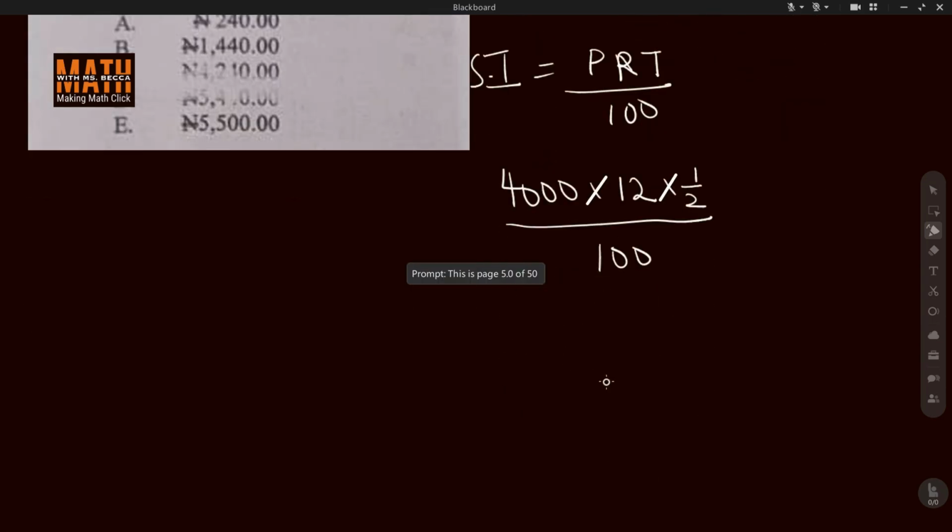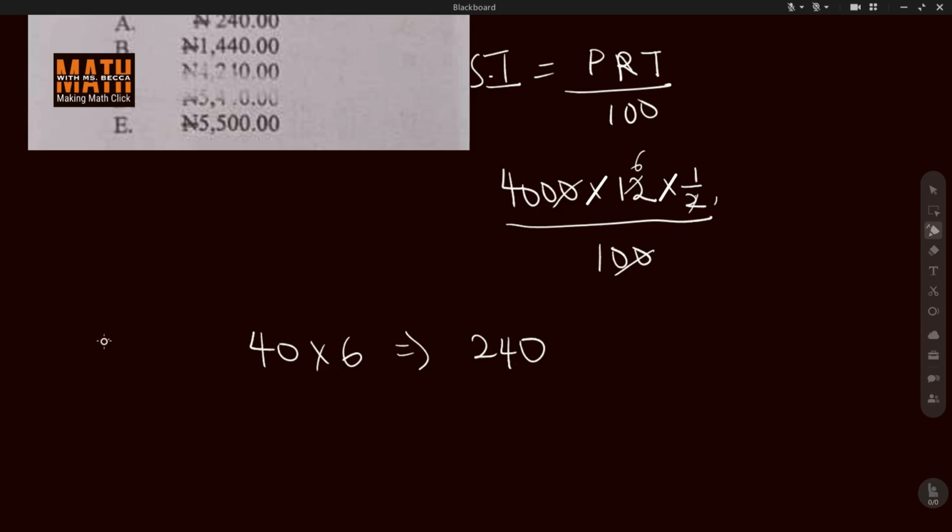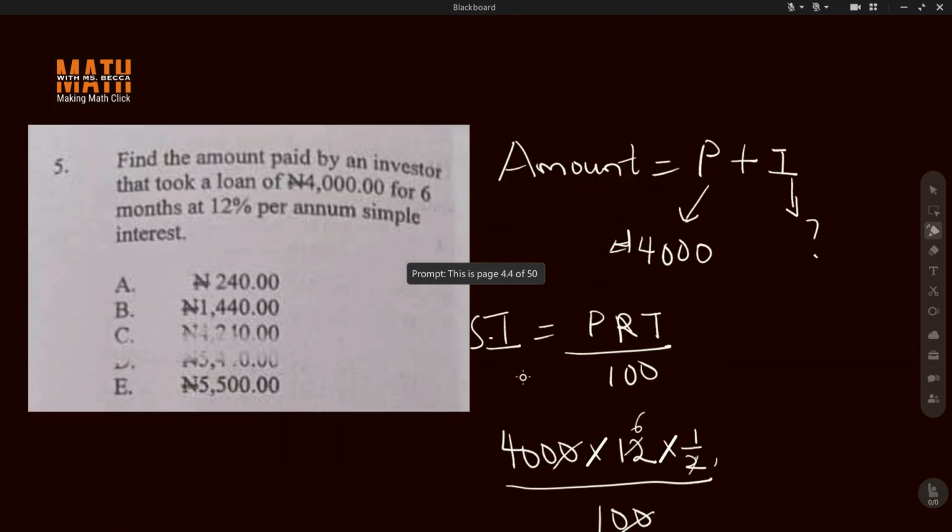Now, from this, 2 will go here, 1, and 2 will go here, 6. And then these two zeros, we cancel two zeros here, such that we'll be having 40 times 6 left. That means 40 times 6; 4 times 6 is 24. So that means the simple interest is 240 naira. Mind you, we were to calculate the amount, not simple interest.